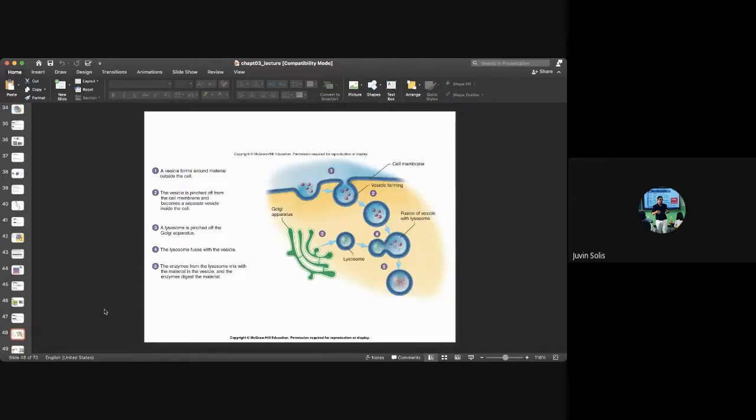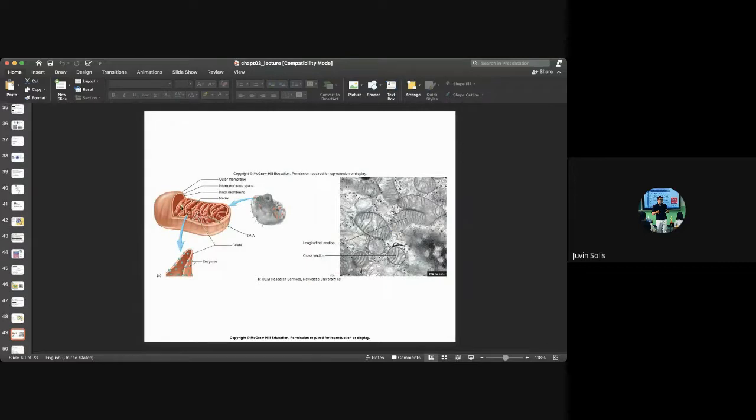Okay, as you can see, this is how lysosome works. Example is this one. This is a foreign body that went inside of us, and then eventually the Golgi apparatus will produce your lysosome. Then the lysosome will go to this foreign material, and eventually it will engulf it and it will digest this foreign material. And this one, this is the cristae in your mitochondria.